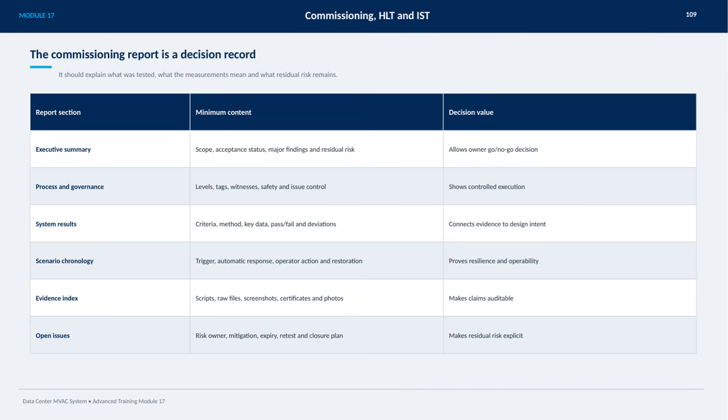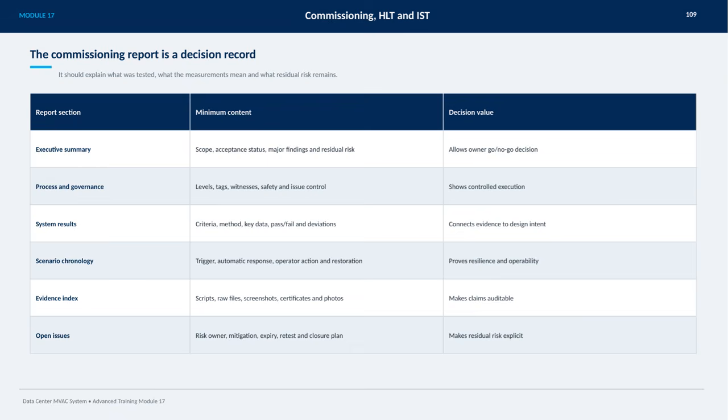Next, the process and governance section details the levels of testing, tags, witness involvement, safety considerations, and issue control, demonstrating that everything was executed in a controlled manner. The system results segment connects the evidence to the design intent by showing testing criteria, methods, key data, and pass or fail outcomes, along with any deviations. Then, there's a scenario chronology that outlines triggers, automatic responses, operator actions, and system restoration. This proves the system's resilience and operability under various conditions.